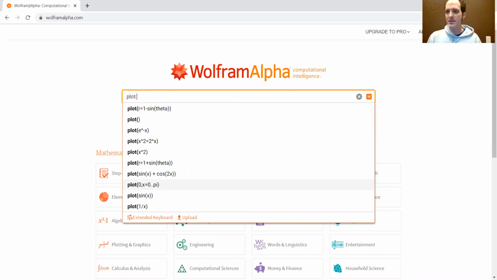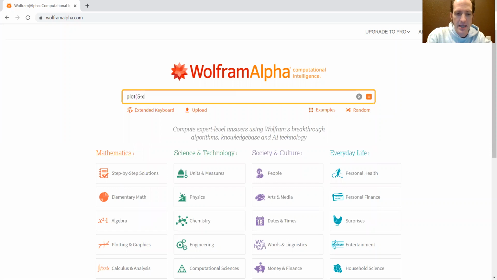The language in here is not specific. It's not like you have to know the precise terminology to graph the right thing. You can basically use English language to say what you want to do, and it will try to interpret it and give you a good answer back, which is really kind of cool. So I'm going to plot these two. I've got 5 minus x squared, and then I also have x squared minus 3.